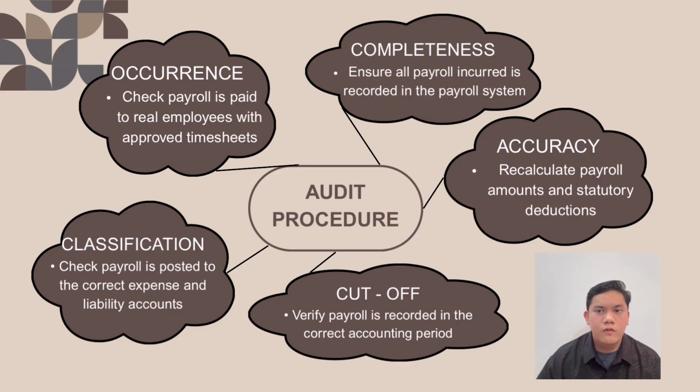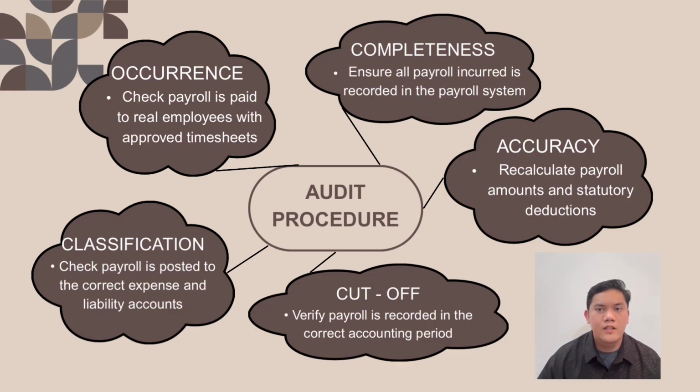Secondly, in terms of completeness, the auditor verifies that all payroll expenses incurred during the period are fully recorded. This includes reconciling HR starter and leaver records with the payroll system, tracing attendance records to the payroll register, and comparing payroll totals with the bank statement. Therefore, the risk of unrecorded payroll expenses or liabilities is minimized.